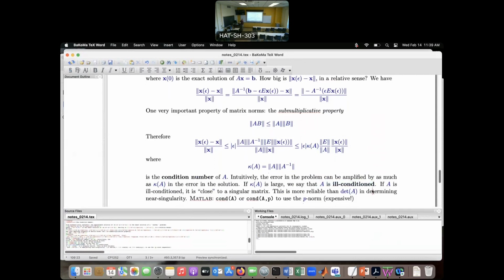Now, keep in mind that the condition number is a property of the problem, not the method used to solve it. And the reason why that's terrible is because if you have an ill-conditioned problem, any method you could throw at it is going to have difficulties.